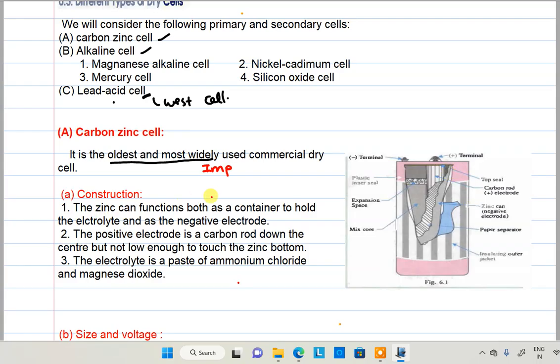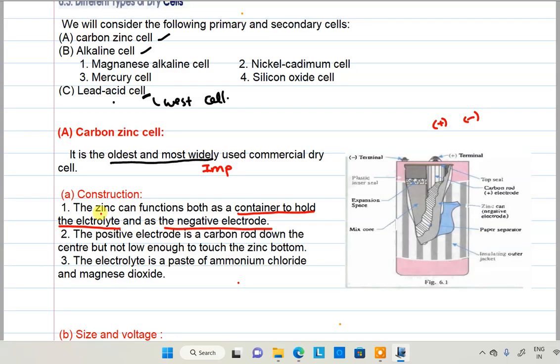Next, the construction. Every battery has two terminals, positive as well as negative. Here zinc functions both as a container to hold the electrolyte and as a negative electrode. While you are preparing these particular cells, you need to remember these things: What is the electrolyte solution? What anode material are you using? What cathode material are you using? How much voltage will it be? Is it a primary cell or secondary cell? These things are important.